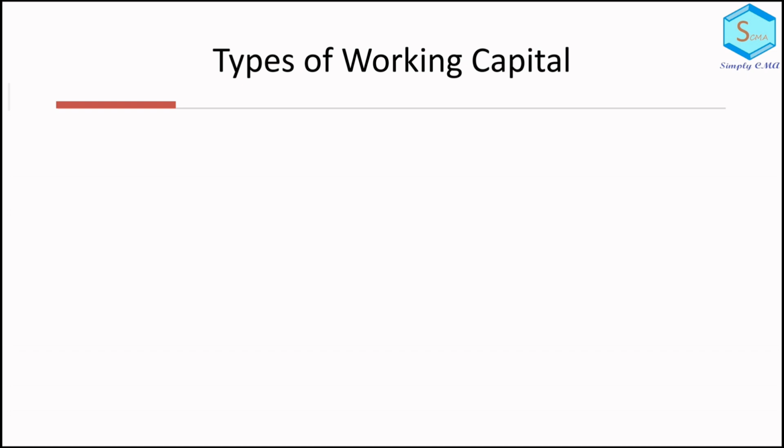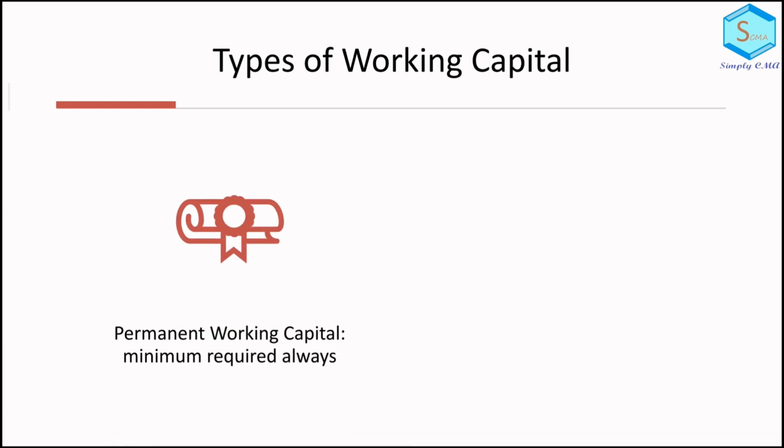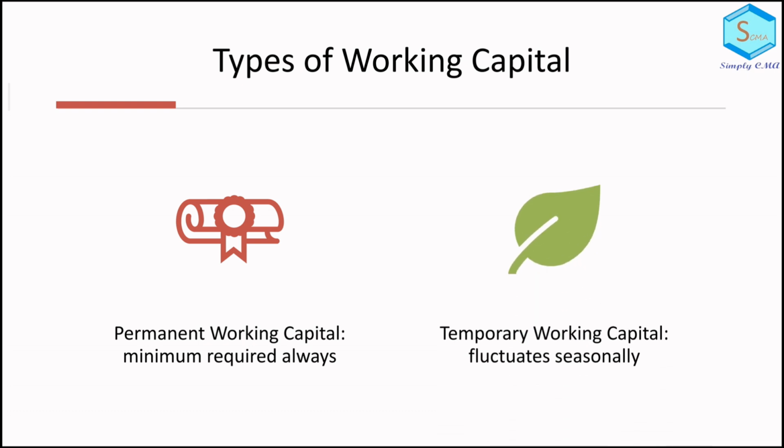Next we'll see types of working capital. Permanent working capital is the minimum amount of capital required always to run the business. Next is temporary working capital, which fluctuates with seasonal or short-term needs.